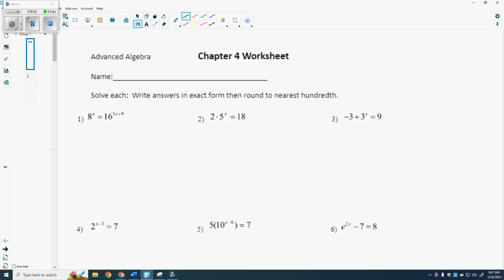Okay, the plan for this recording is to talk through the worksheet. It says chapter 4, but it's chapter 6. Talking through how to solve, how to use our properties, and word problems. So let's get rolling.